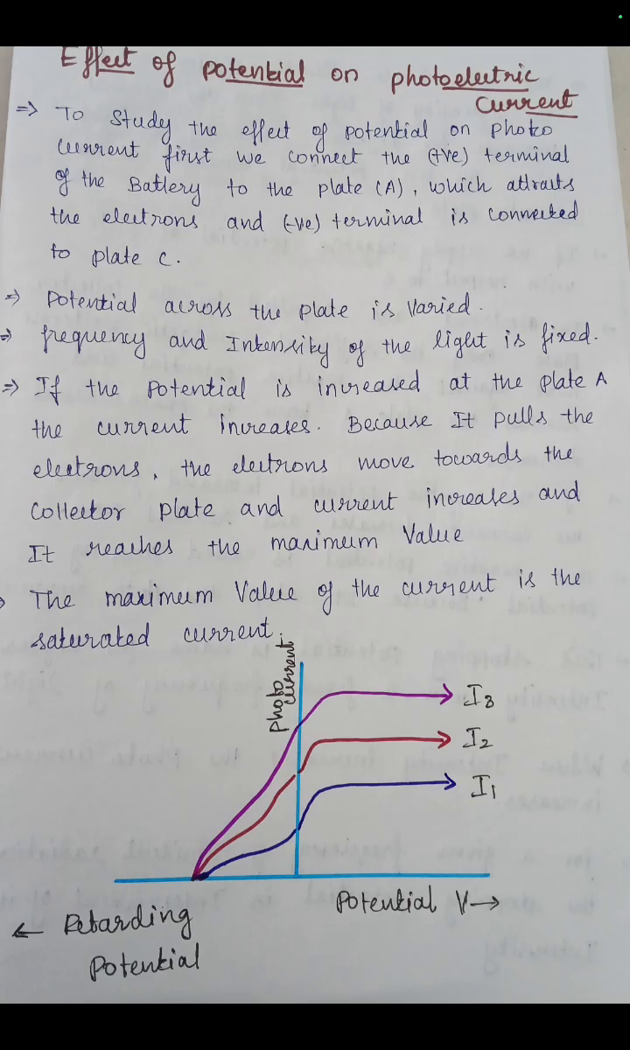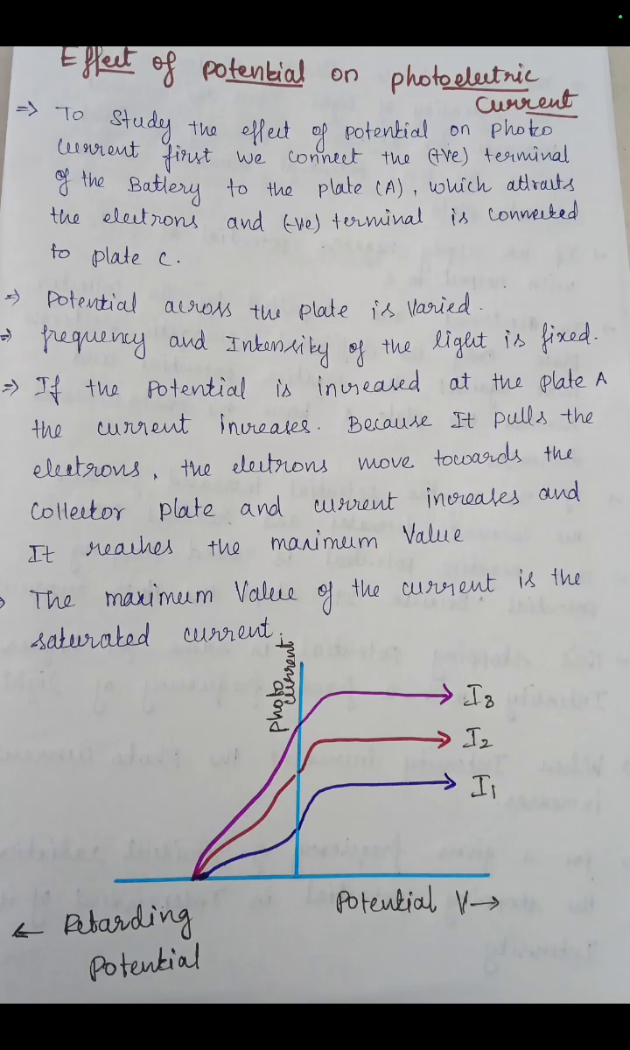We know that the collector plate attracts the photoelectrons emitted by the emitter plate. So when the potential increases at the collector plate, which is connected to the positive terminal, we are increasing the positive potential at the collector plate. What happens? It attracts more photoelectrons. It accelerates the photoelectrons and the current increases. And if we increase the positive potential further, the current increases and it reaches the saturated value.